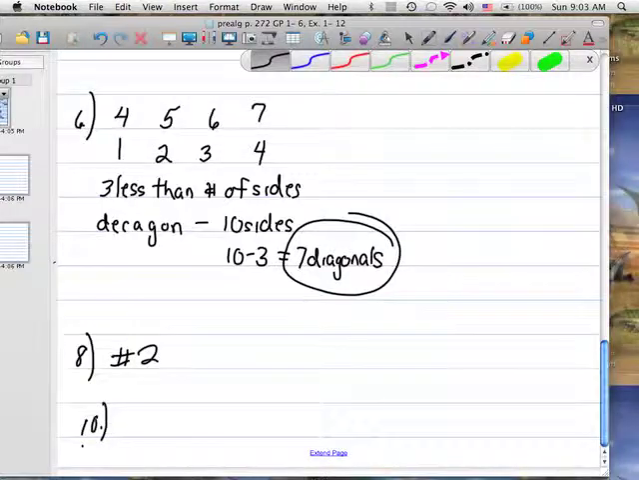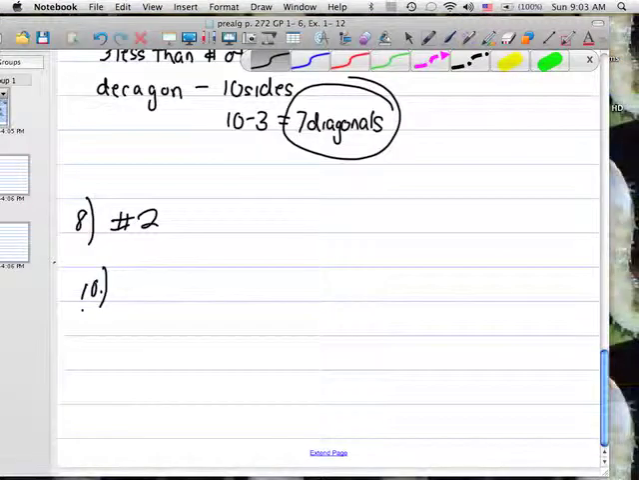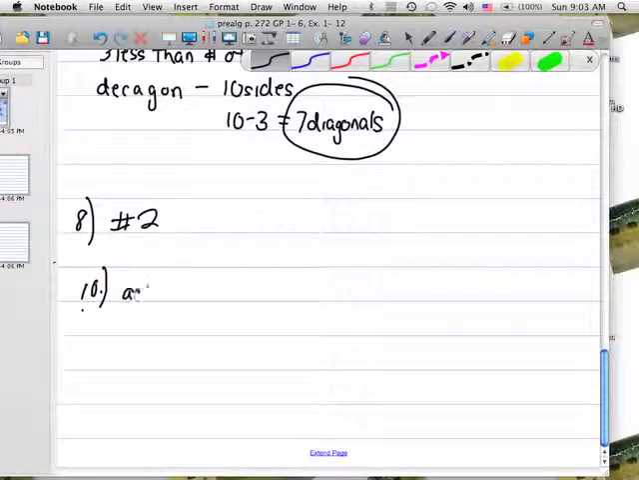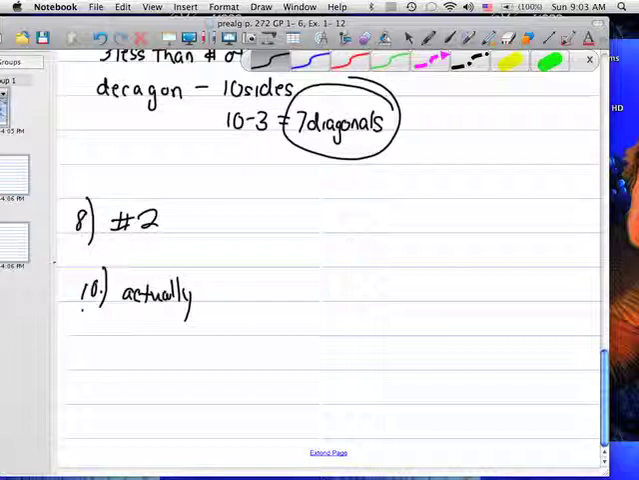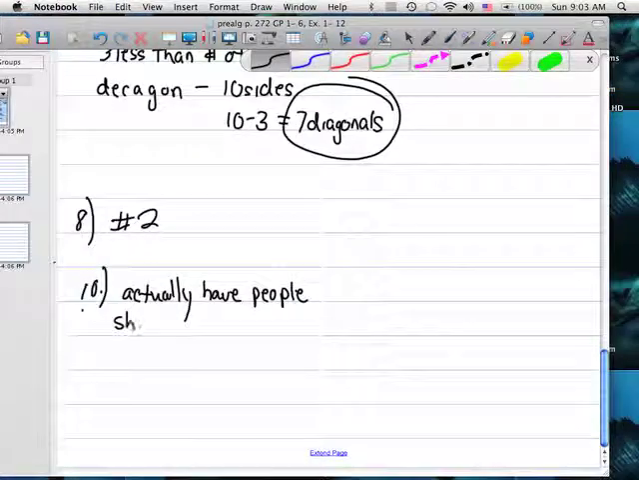And problem number 10. Describe how to solve the handshake problem using a strategy other than identifying a pattern. Well, you could actually have people shake hands and count the number of handshakes.